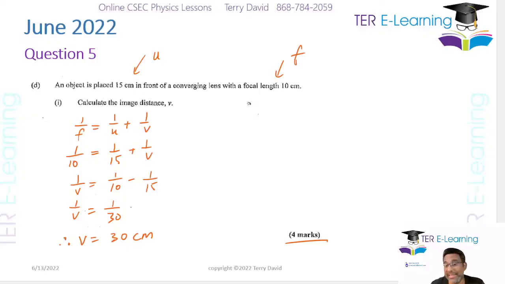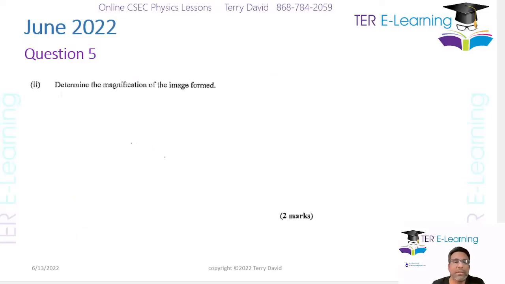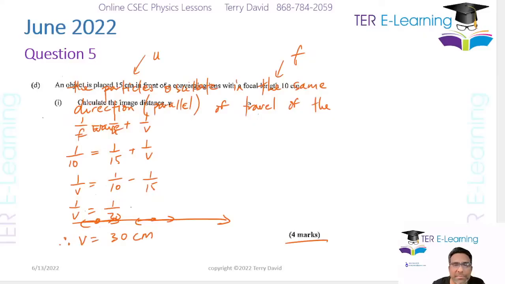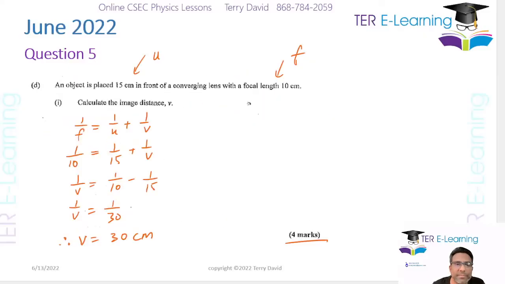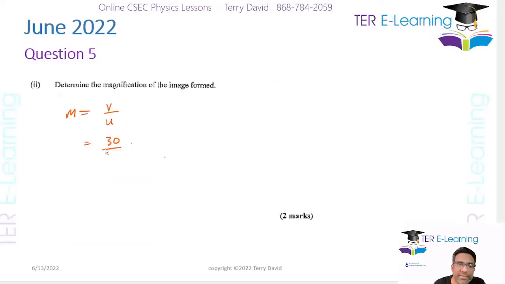So the answer is 30 cm. If you didn't get that, something is wrong, but it's 30 cm. And the next part, determining magnification. Magnification is V over U. So that's going to be 30 cm divided by 15. 30 over 15, and you're going to get 2. Your magnification in this case is 2.